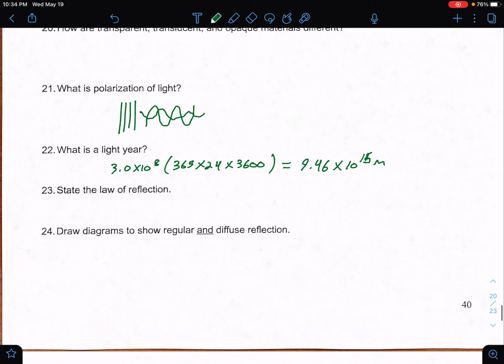23, state the law of reflection. We've already kind of gone over that. Basically, your angle of incidence is going to be equal to the angle of reflection.